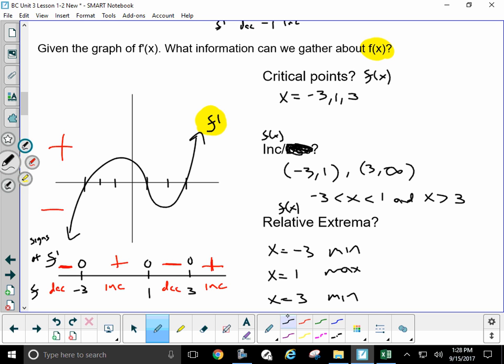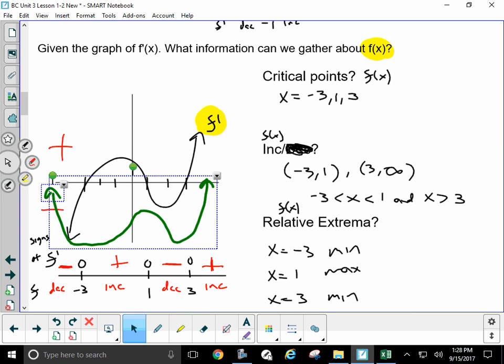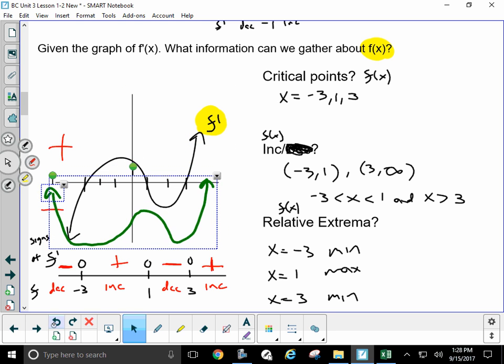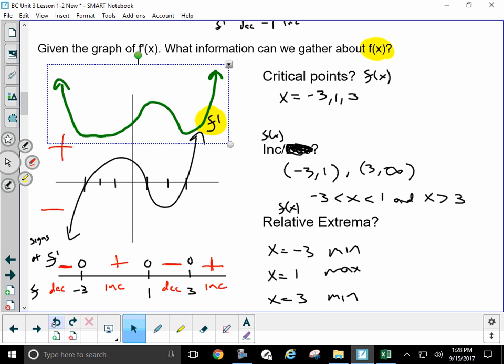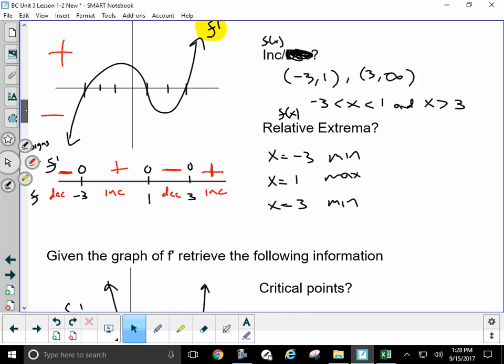And if you wanted to, you could sketch. We'll be decreasing to -3, increasing until 1, decreasing from 1 to 3, increasing after 3. Something like that. Later we'll be able to figure out exactly how much we're going up or down and get to exact points. But for right now, that's the shape. Okay? All right, your turn.